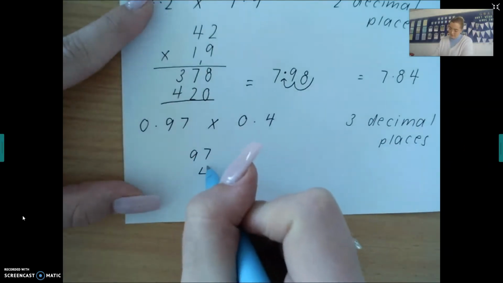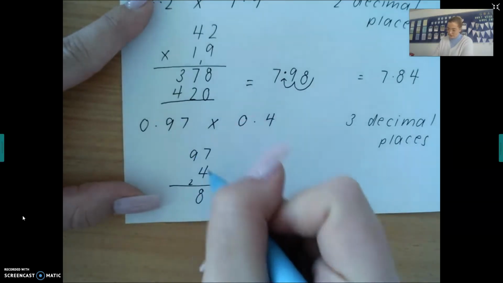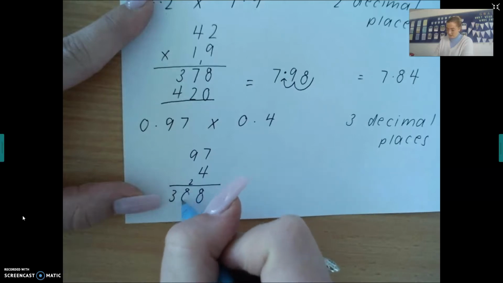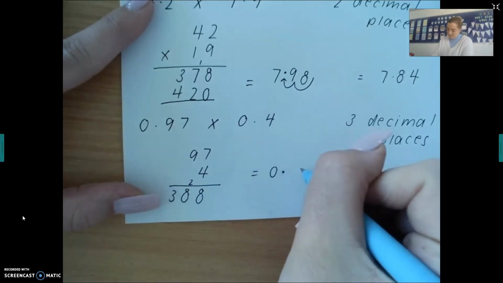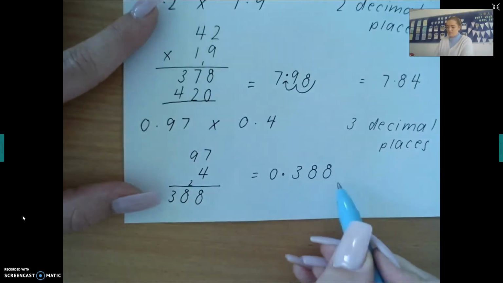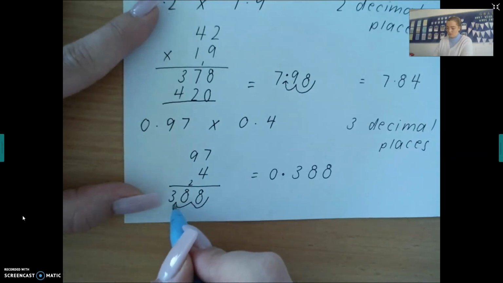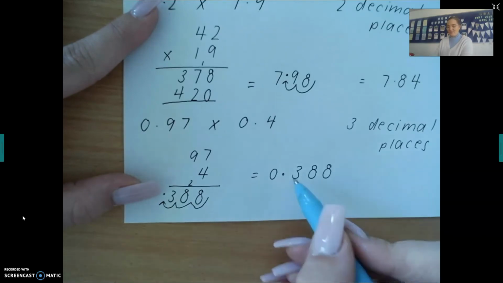97 and 4. This one's an easy one. So we've got 8 and 2. 36 makes 38. So 0.388. 3 decimal places. Slipped it in 1, 2, 3 times down here to make the decimal. And that's our answer.